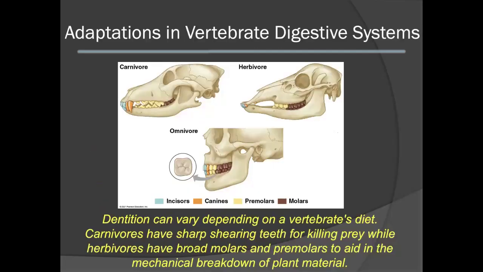We're now going to take a look at different adaptations that are present within the digestive system of vertebrates. We begin with understanding the role of dentition. Dentition, or the structure and function of the teeth in the oral cavity, can vary depending on the vertebrate's diet. For instance, carnivores typically have sharp and shearing teeth for killing and tearing off particles of the prey, while herbivores tend to have broad molars and premolars to aid in the breakdown of the plant material.